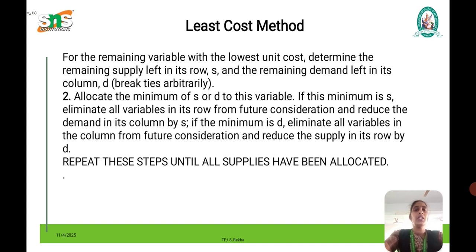The column with 0 we have to eliminate, and the row with 0 we have to eliminate. We have to repeat the procedure. Sometimes a tie will occur. If a tie occurs, we have to delete both the row as well as the column. Okay, do you understand, students?